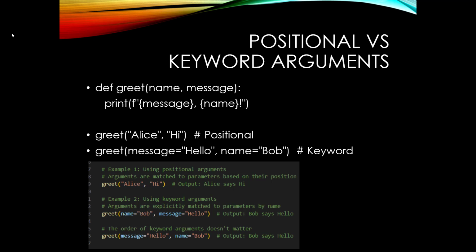With positional arguments, order matters. Like say greet, Alice, hi. Here the order matters. By seeing it you can say that the first one is name and the second one is message, right? But if you reverse it, like greet, hi, Alice, then the function, where it is accepting these parameters, can be used in a different manner.